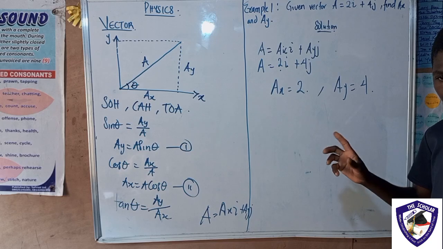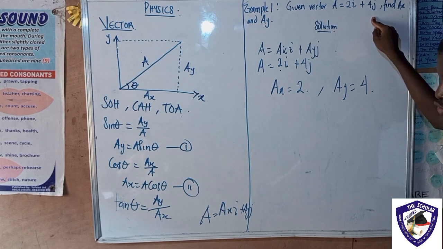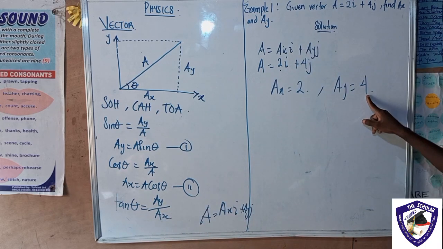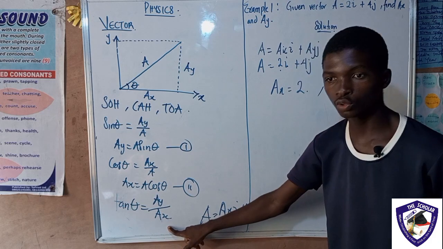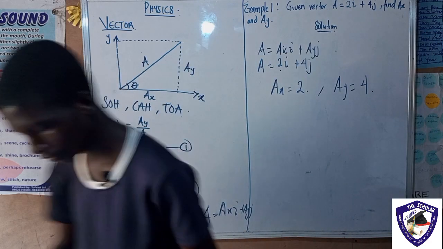Are we getting this? And if I now ask you to find the angle of A, what do I need to do? I'll just write tan theta equals AY, which is 4, divided by AX, which is 2. And I have my answer. Now let us move on to another thing about vectors.